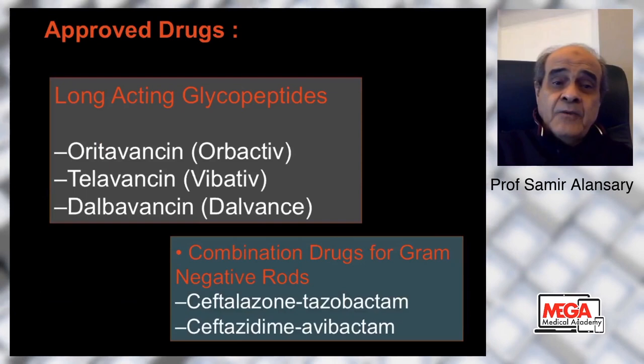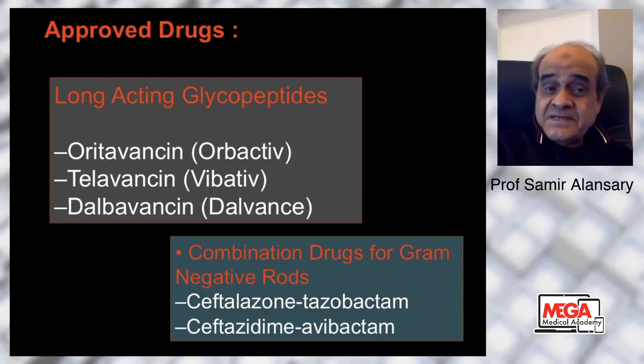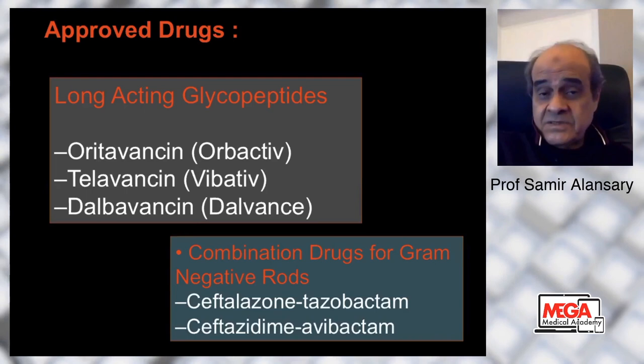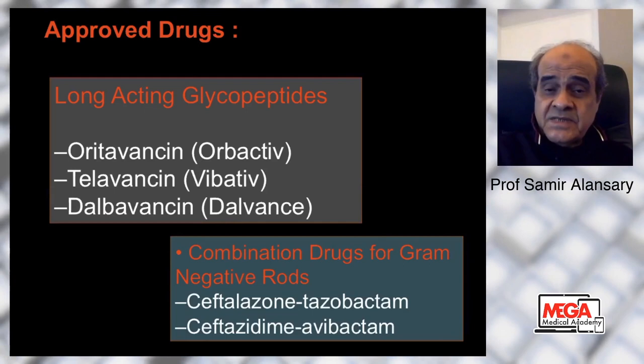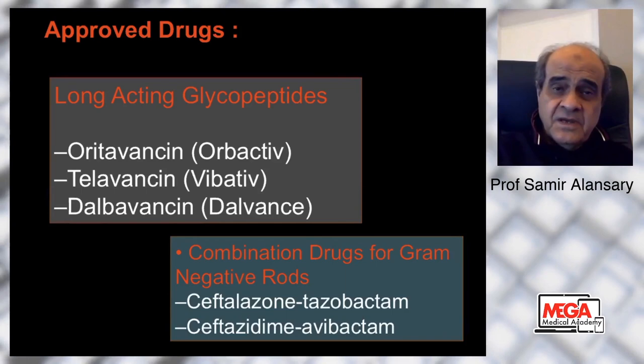Approve the drugs, the recent drugs which I told you: oritavancin, telavancin, dalbavancin, and combination drugs for gram-negative rods, which are 6th and 7th generation cephalosporins like ceftolozane-tazobactam and ceftazidime-avibactam. These are new drugs and very effective in resistance.